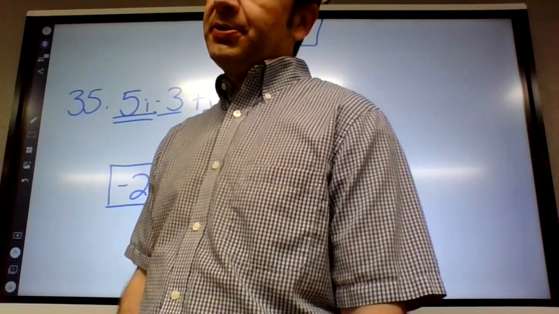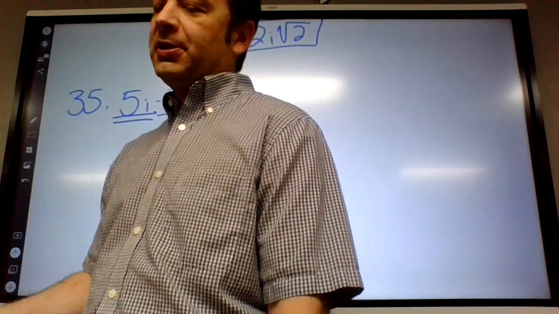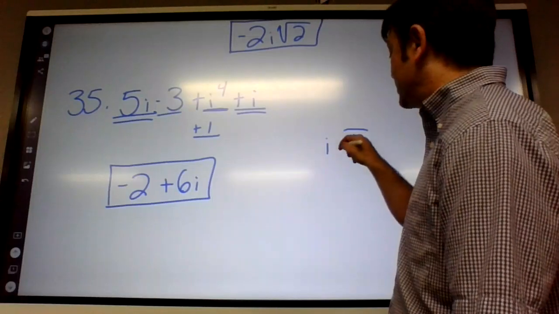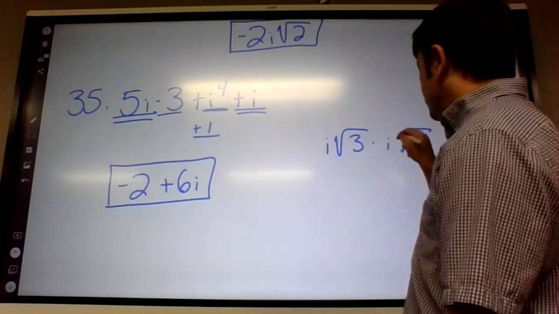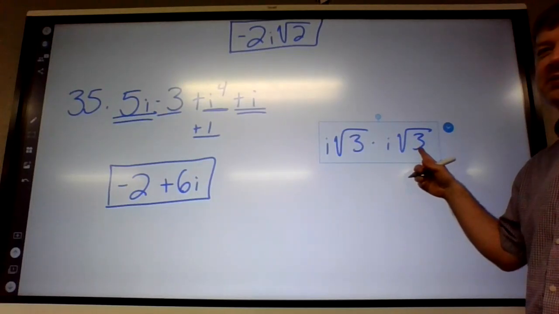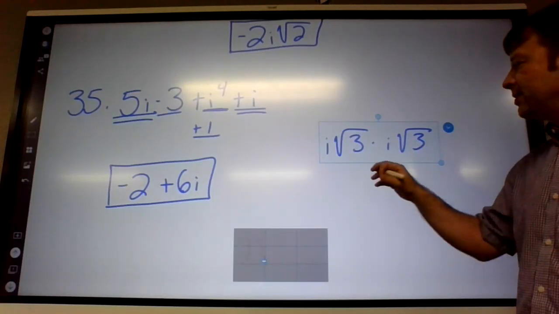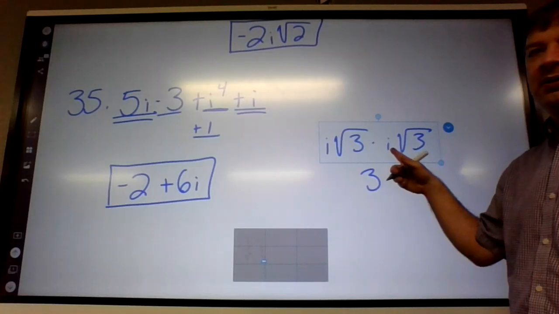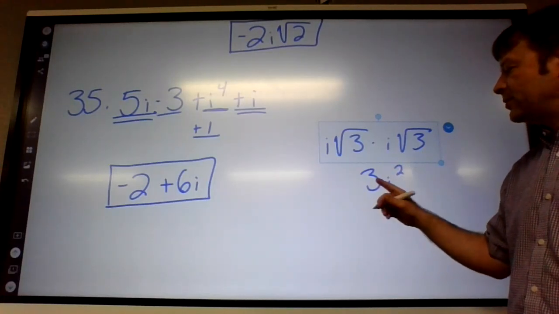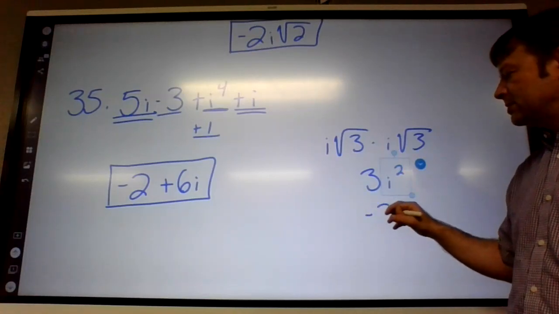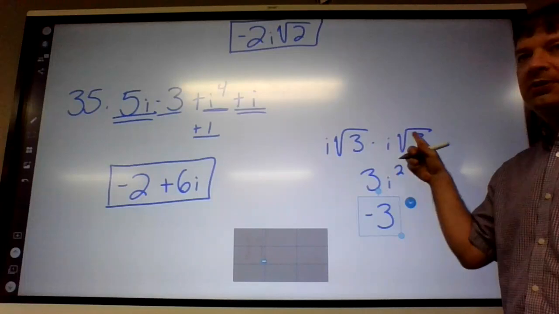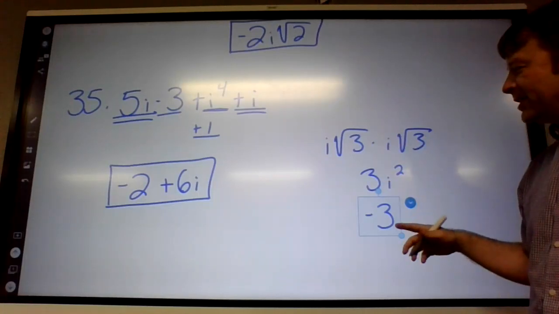So guys, on 32 and 33, or sorry, 36, both of them at one point you're going to have to multiply square root of 3 times square root of 3. So what is square root of 3 times square root of 3? 3. What's i times i? i squared. And what's i squared? -1. So 3 times -1 is -3. Okay. It's not the answer, this is just part of the 32 and 36. Did you guys follow that? Yep.